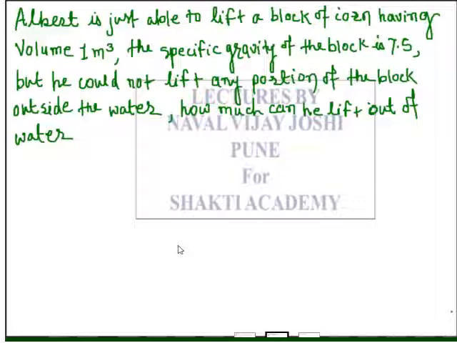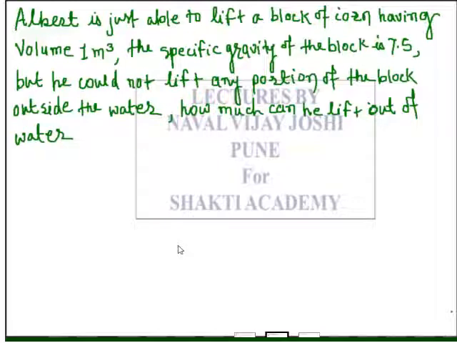Then how much can he lift out of the water? Okay, now see the numerical. After reading it silently, we could conclude that the person could lift an iron block having volume 1 meter cube, that is 1 meter length, 1 meter breadth, 1 meter height, whatever it be, but the total volume is 1 meter cube. We could not conclude the length, breadth and height, and we needn't either. What we need is only the total volume, 1 meter cube.